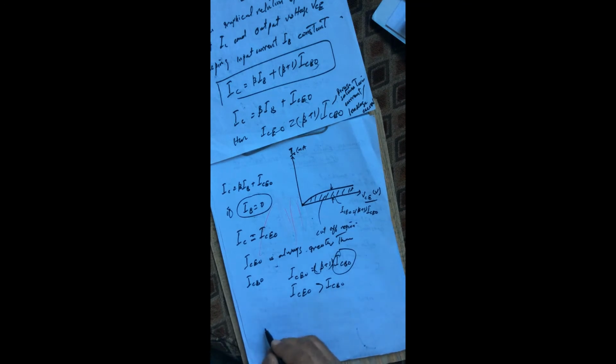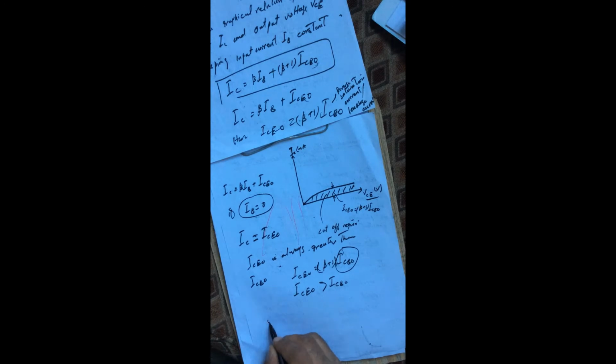Now as we increase the input current, let's say if I increase the input current from 0 to, let's say, 10 microampere, and then from 10 to 20 microampere, and then from 20 to 30 microampere, and so on, then what will be the situation? The graph will look like this.